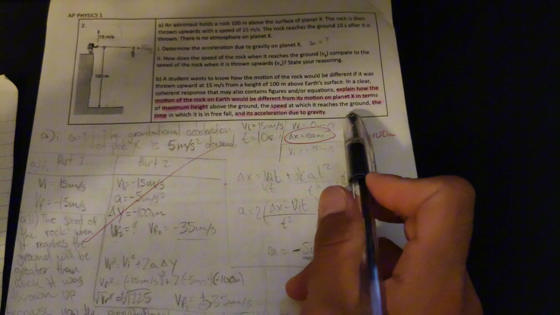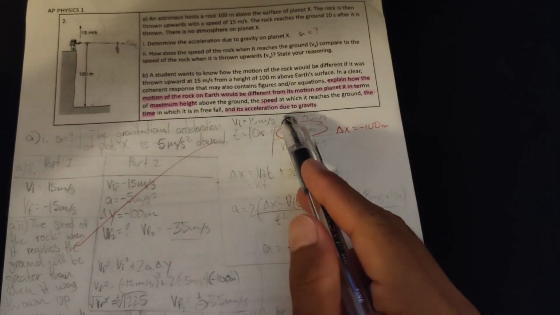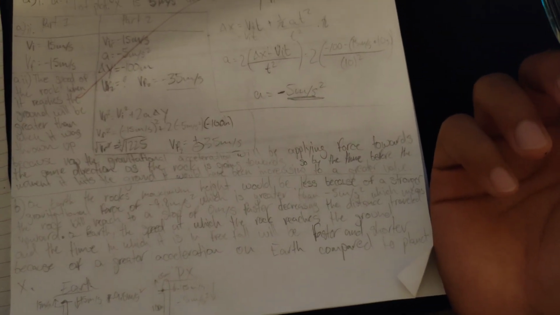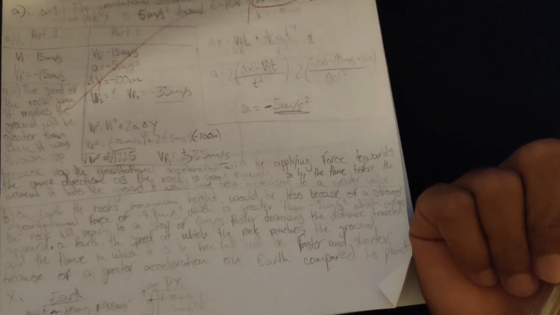It will be shorter because of the greater downward acceleration. And then the speed at which it reaches the ground on Earth would also be faster, and the time it is in free fall would also be shorter, because of the greater gravitational acceleration. And the last part, its acceleration due to gravity, it would be greater since it's negative 9.8 meters per second downwards, compared to planet X, which is negative 5 meters per second squared.